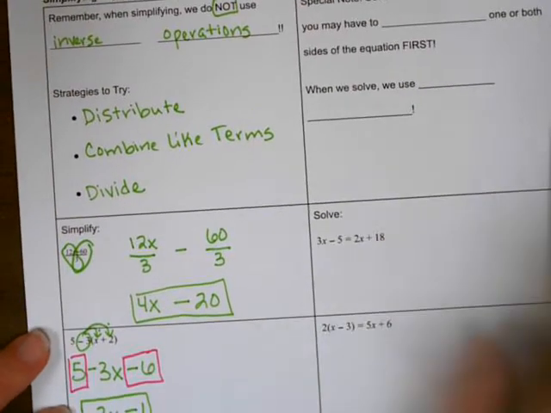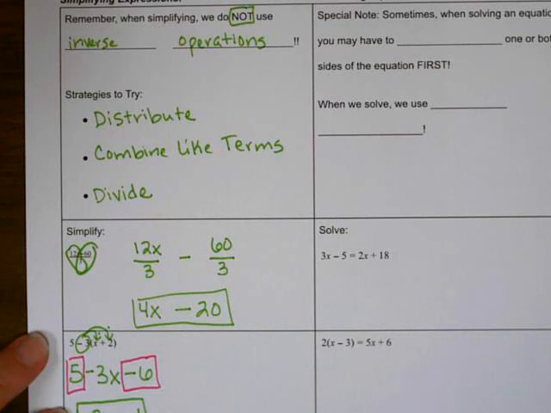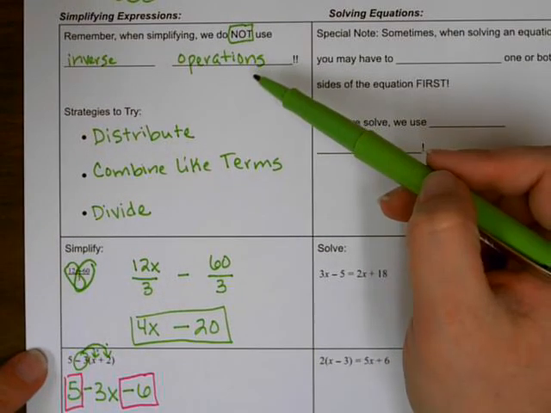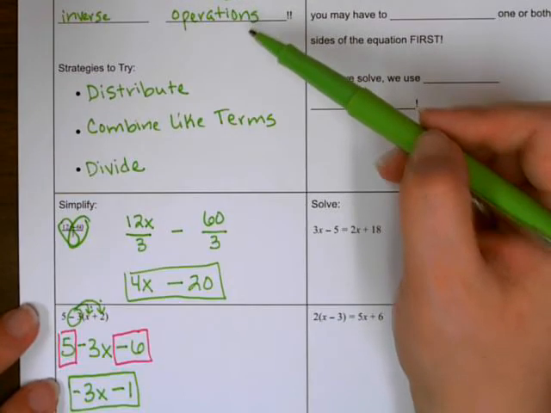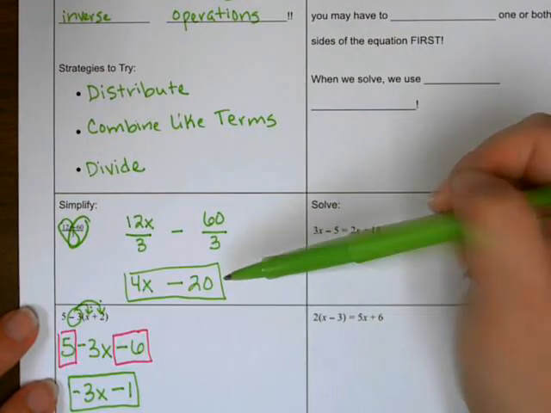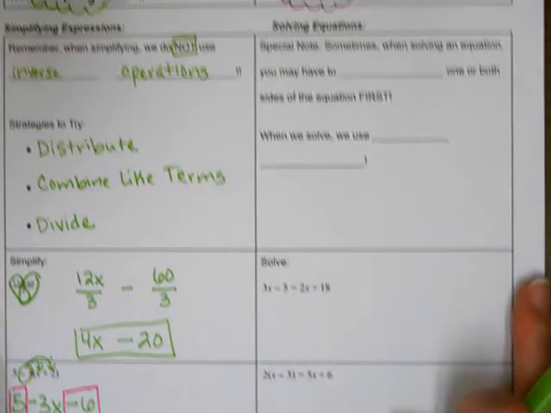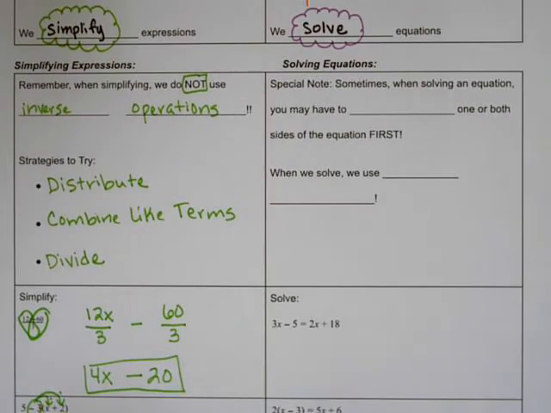Remember, on both of these examples, I was simplifying, so I did not use inverse operations. I didn't do the opposite of anything. I really just did what was there. Okay? Now, let's take a look at the solving equations.